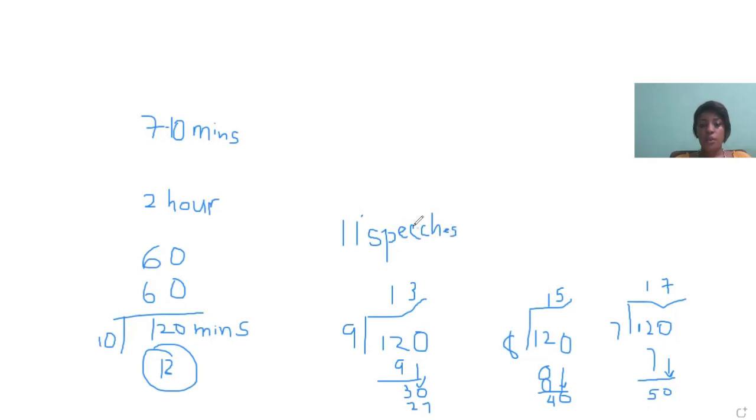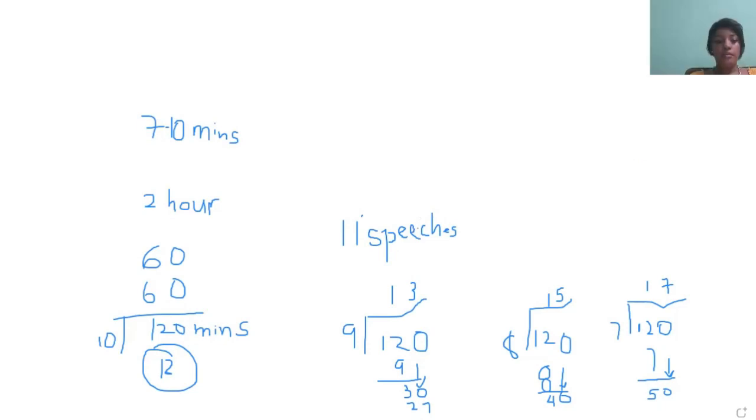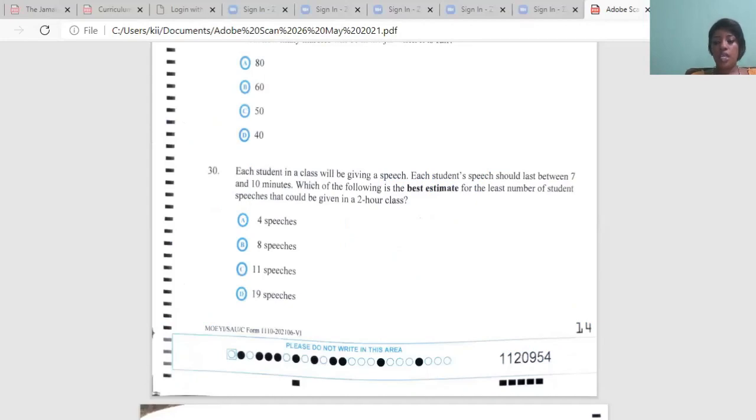Going back to the paper in a short while. So when I go back to the paper, number 11 is C, so C is the correct answer.